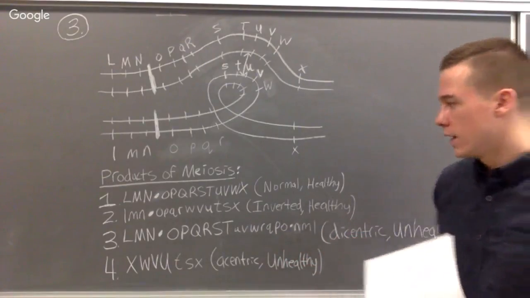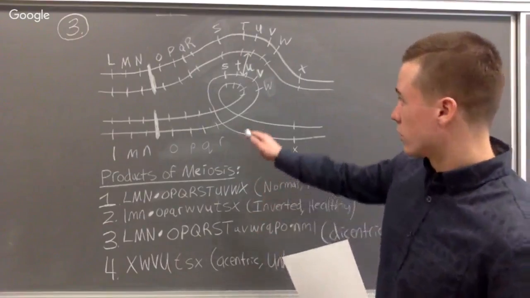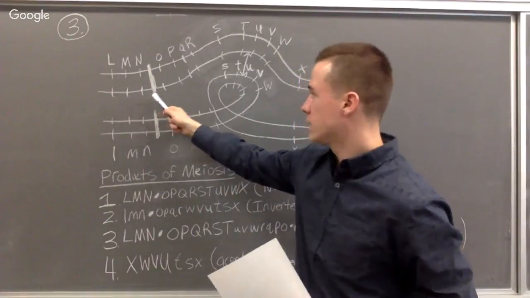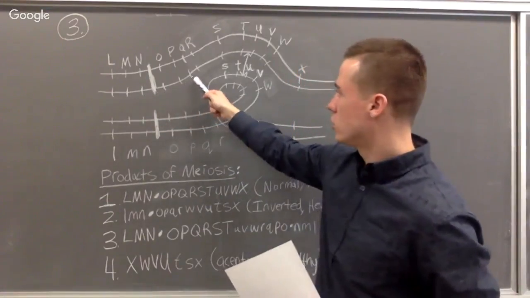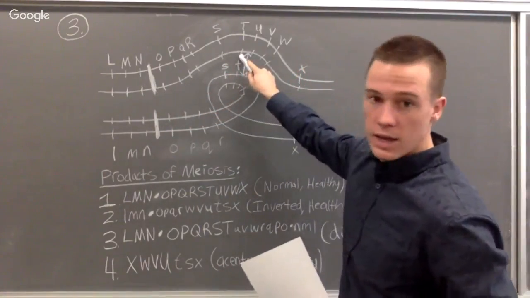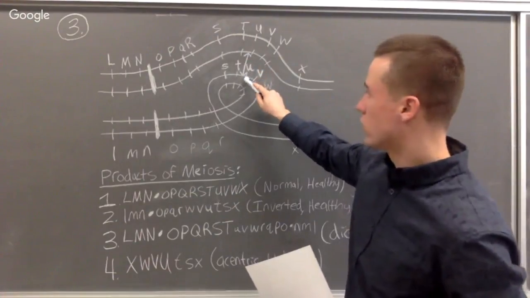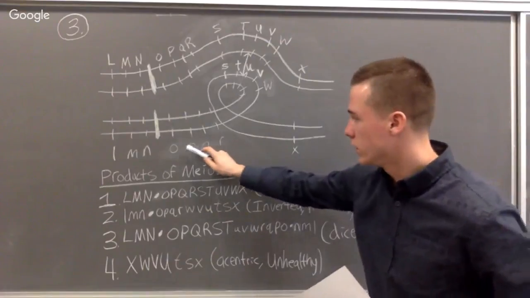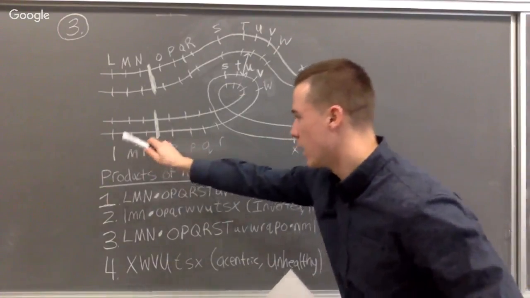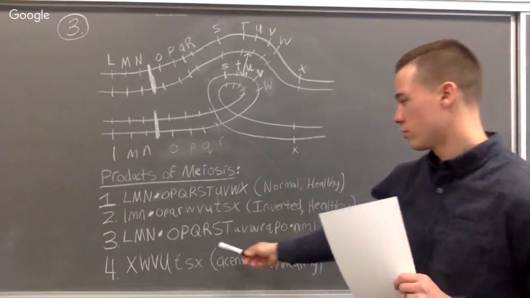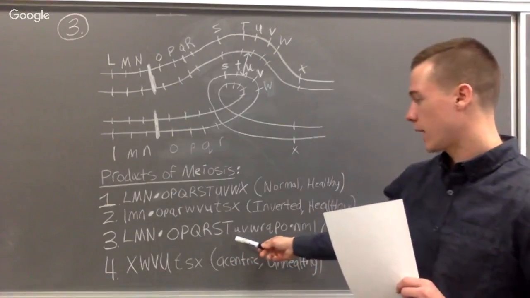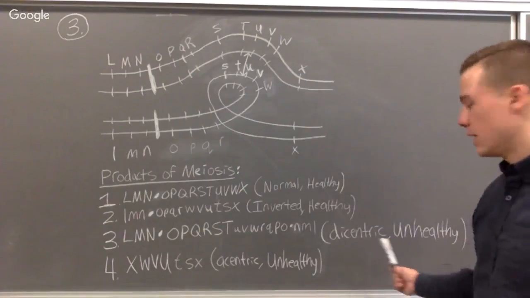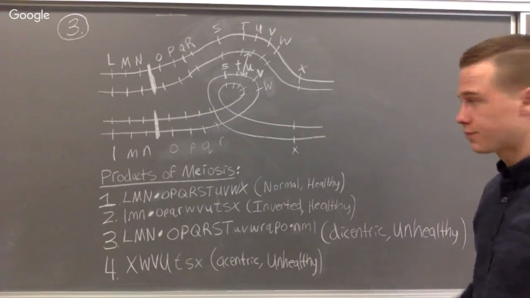It's fine. Our next product of meiosis, we're going to look at this strand right here. So it's capital L, capital M, N, centromere, OPQRST. Then after T, it's going to cross over to the lower cases now, U, V, W, R, Q, P, O, centromere again, and ML. So this third product of meiosis has 2 centromeres. So it is our dicentric fragment, and it's an unhealthy chromosome.